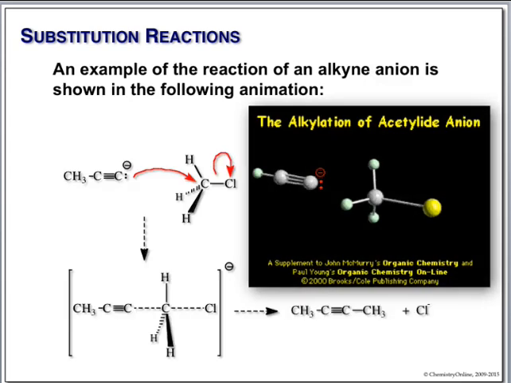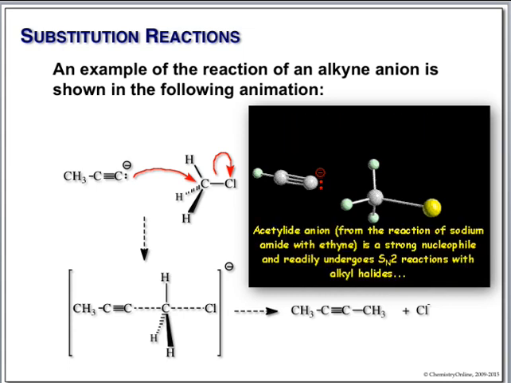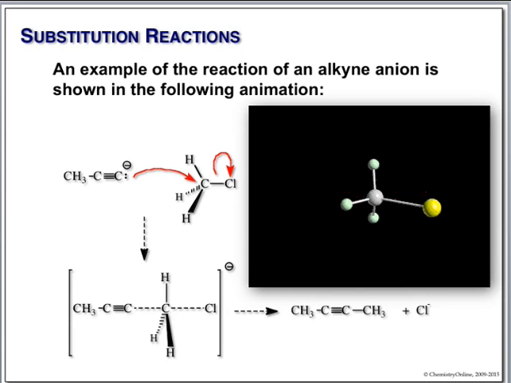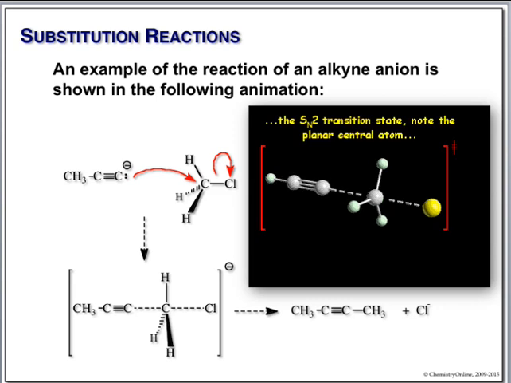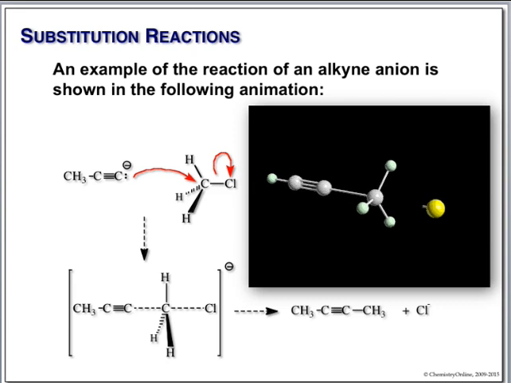Once again, in our transition state, we have a planar carbon in the middle. As this thing attacks, you'll see we go planar. The bond to the leaving group is breaking, and we get inversion in our simple carbon. This is actually a fairly decent reaction.